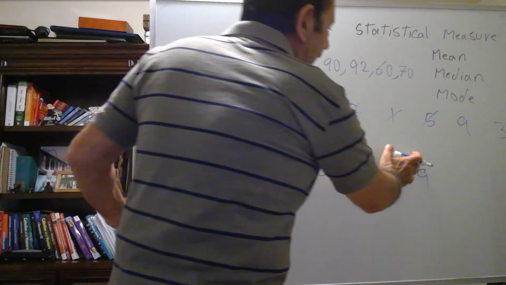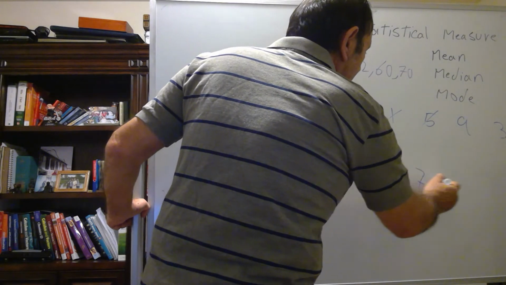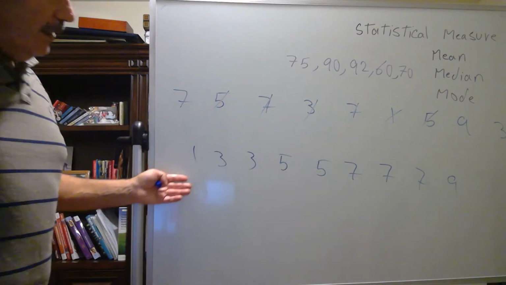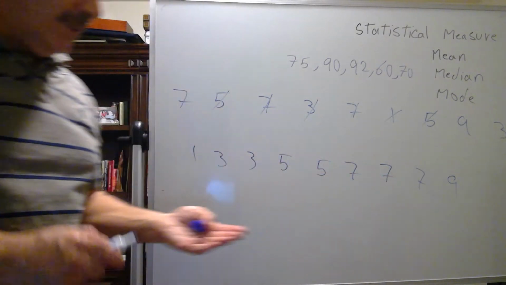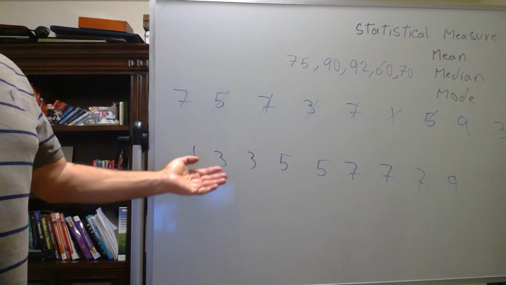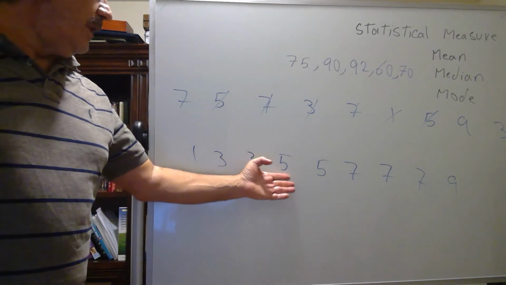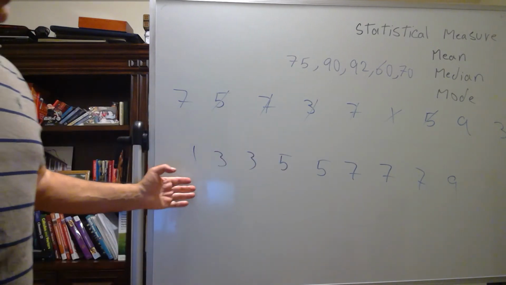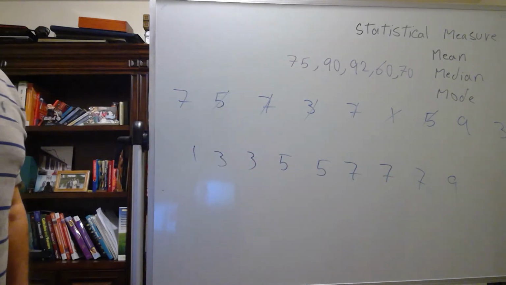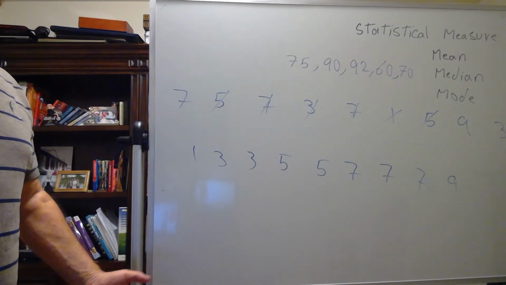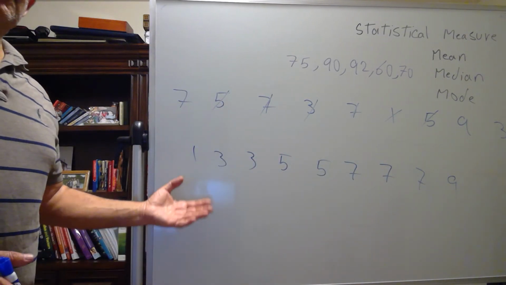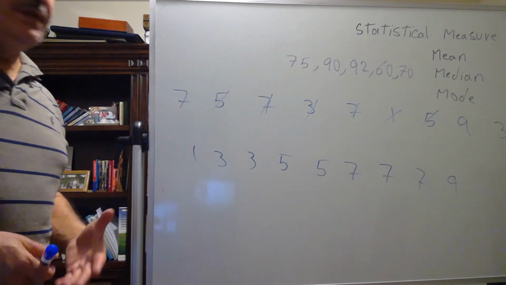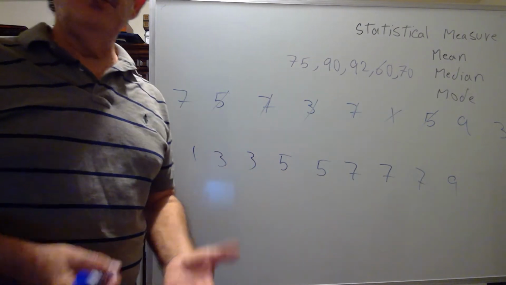But let's say I add 1, 7 here. Then we have 3 sevens. 7 is repeated 3 times, more than the other ones. 5 and 3 are repeated twice, but 7 is repeated 3 times. So the mode of this data is going to be 7, because 7 is repeated more than the other data. So mode is the most repeated data. Sometimes we can have 2 modes.